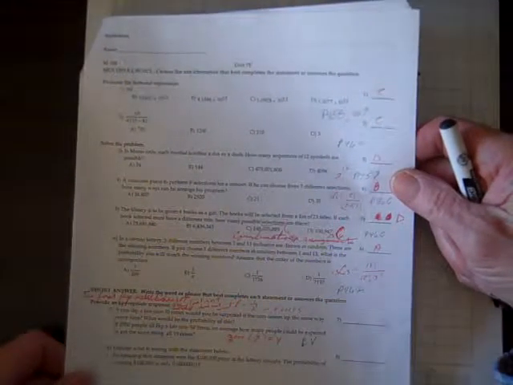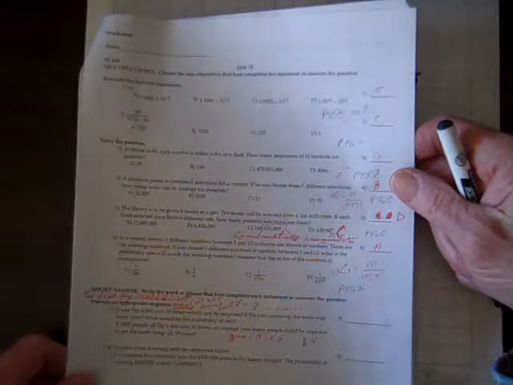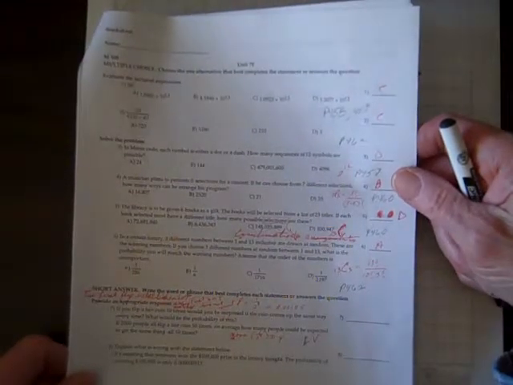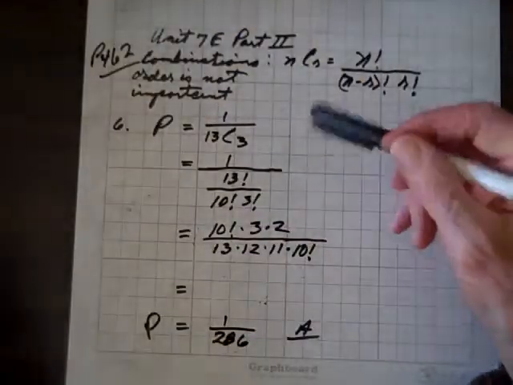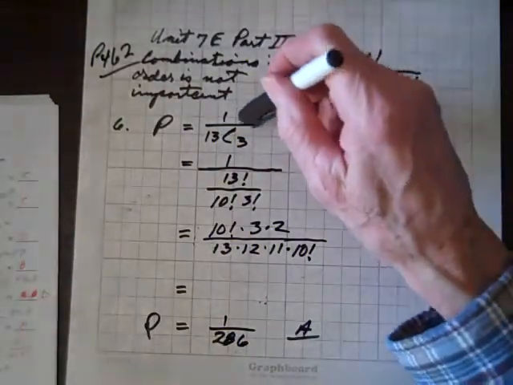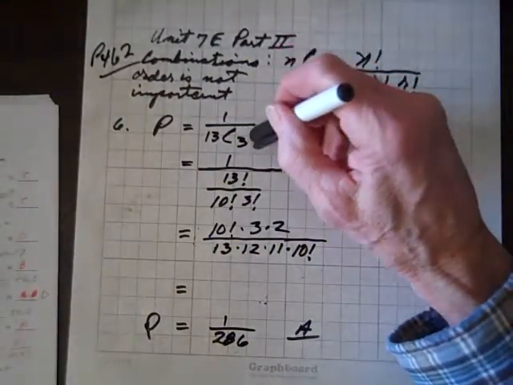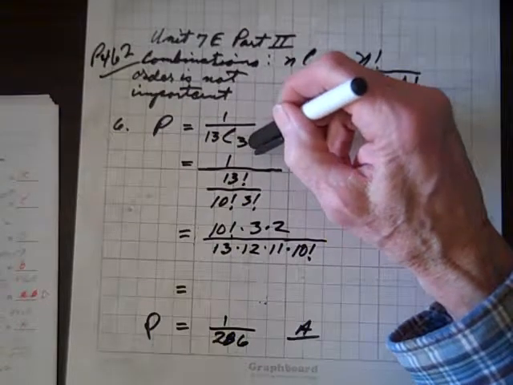So in 6, we're told in a certain lottery, 3 different numbers between 1 and 13 inclusive are drawn at random. These are the winning numbers. If you choose 3 different numbers at random between 1 and 13, what is the probability you will match the winning numbers? Assume that the order of the numbers is unimportant. So, we're talking probability: 1 winner, and the total number of outcomes is 13 choose 3 possible outcomes.